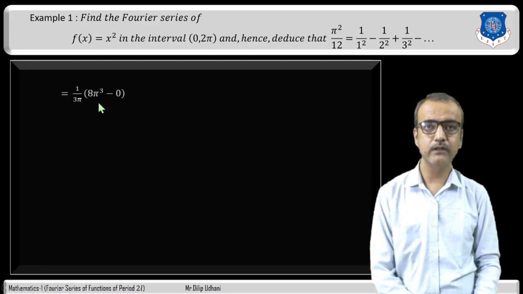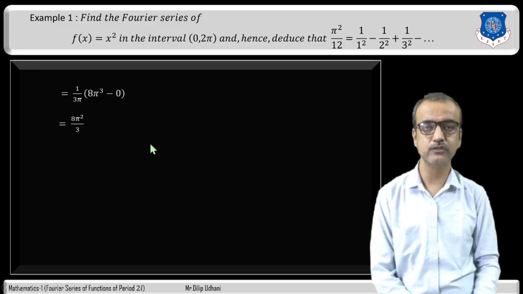So first of all, we will put upper limit 2 pi and then after lower limit 0. So for upper limit, it will become 2 pi the whole raised to 3, so it is 8 pi cube, and then after minus 0 raised to 3, so it is 0, and 1 upon 3 pi will be as it is. Now we will simplify this result. So we have 8 pi squared by 3. So this is the value of a0.